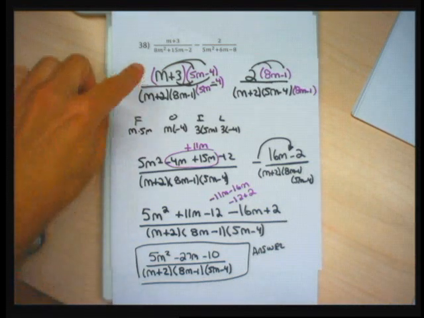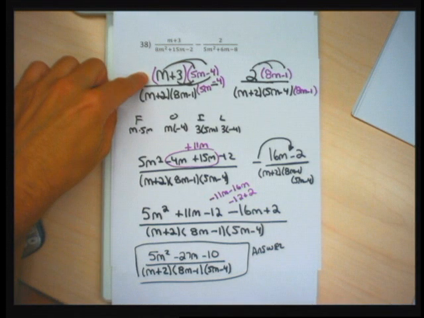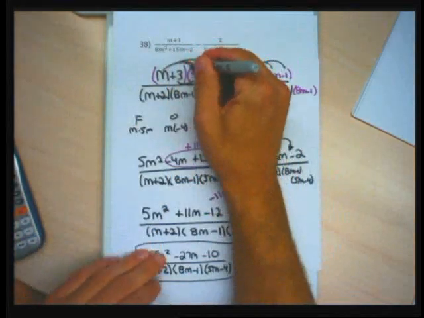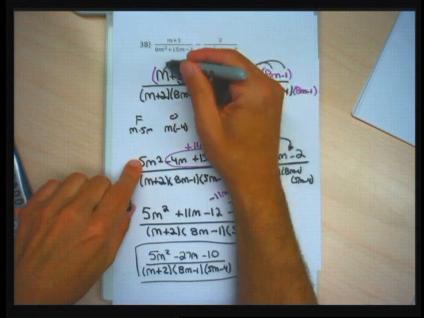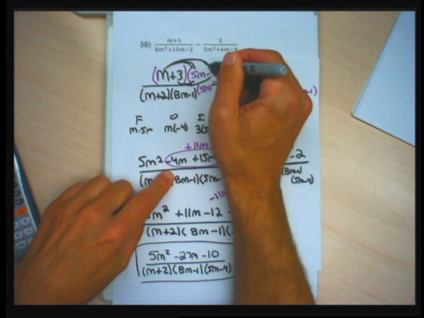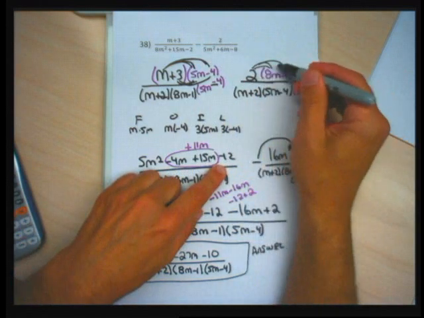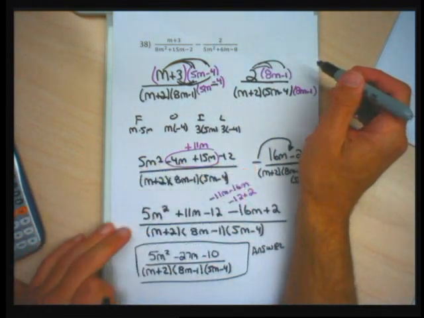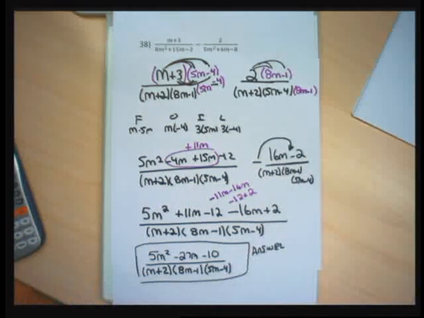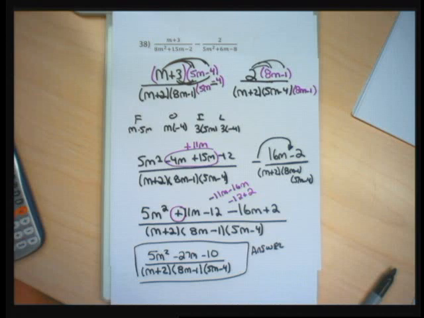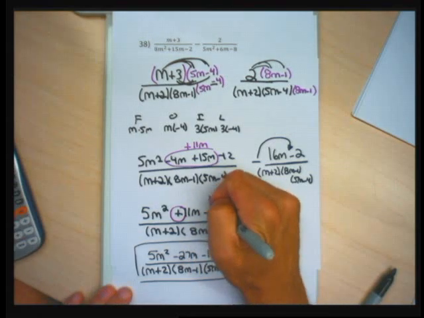So this one I had to multiply by 5m minus 4. This one I had to multiply by 8m minus 1. So 5 times m is 5m squared minus 4m plus 15m minus 12. Feel good about that. 16m minus 2. Feel good about that. 5m squared. Oh, I see what I blew right here. For whatever reason, I changed this sign from plus to minus, made that wrong.